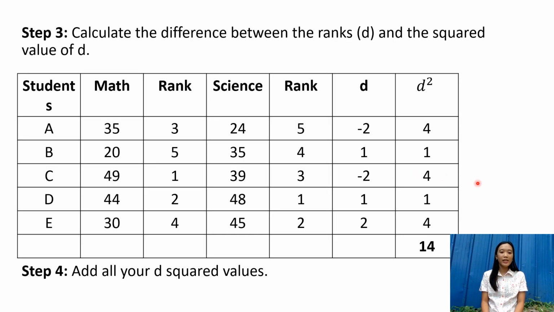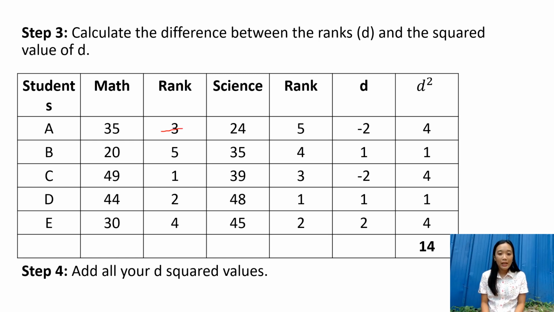Step 3. Calculate the difference between the ranks, D, and the squared value of D. To get the value of D, we need to subtract the rank of the second variable from the first variable. Our first variable is mathematics, while our second variable is science.